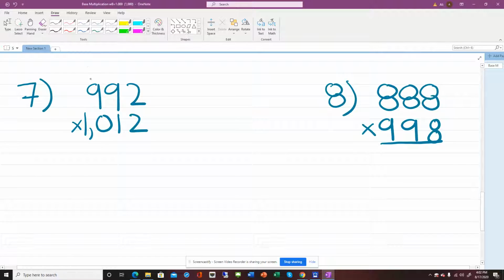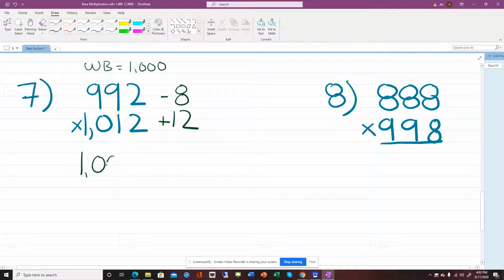Great. So our working base is 1,000. And this has a deficiency of 8 from the working base, 1,000, and this has a surplus of 12. So I would cross subtract. Actually, what I would do is 12 minus 8 is 4. 1,000 plus 4 is 1,004. So it's really important to take note of that method.